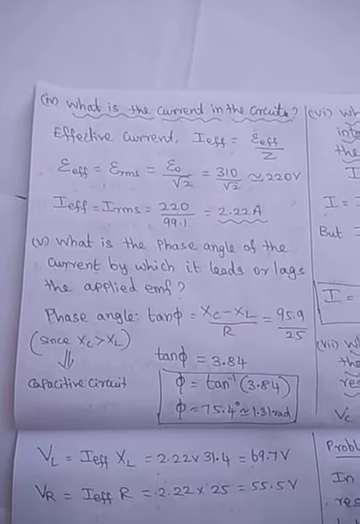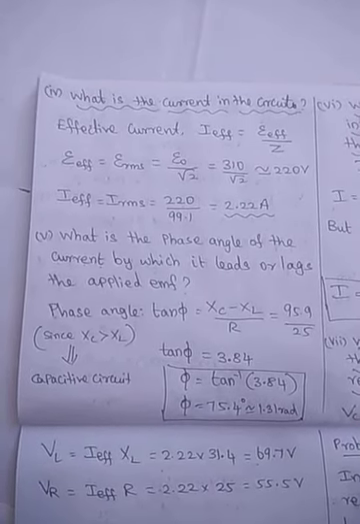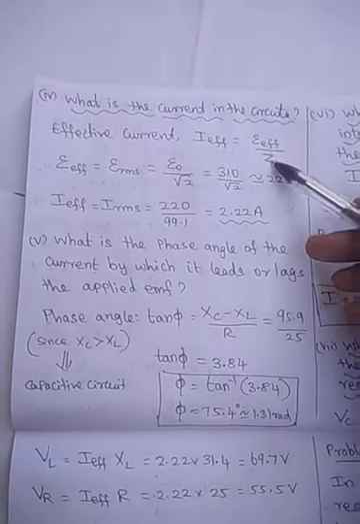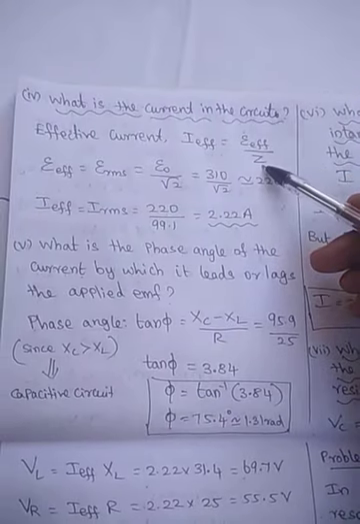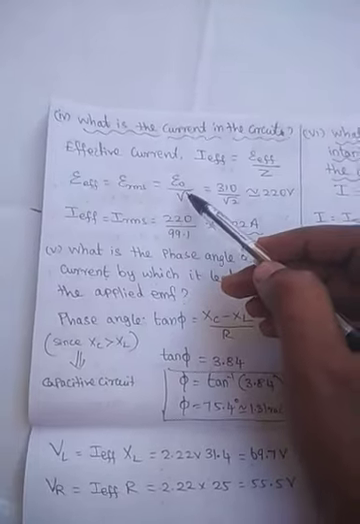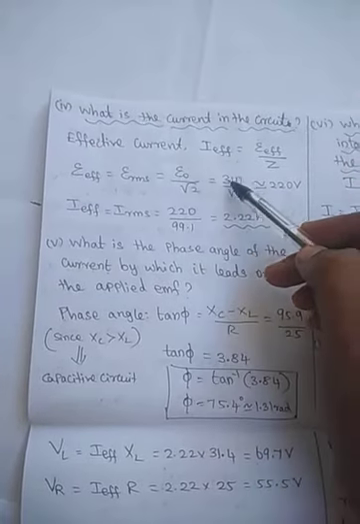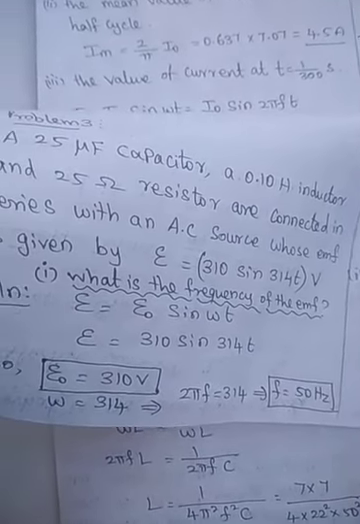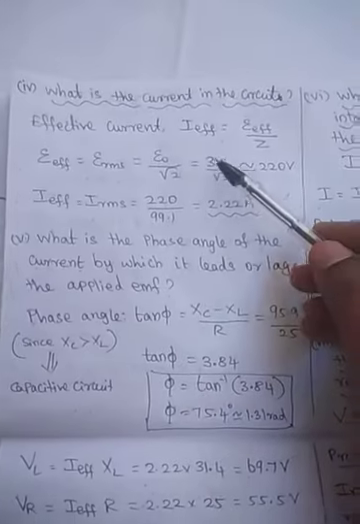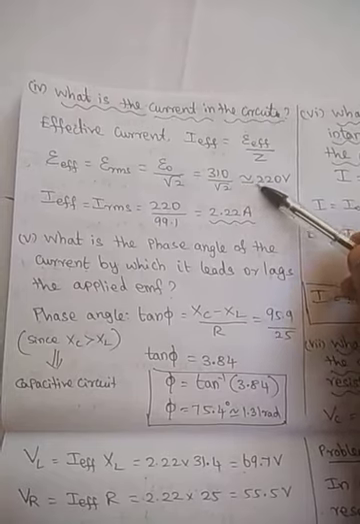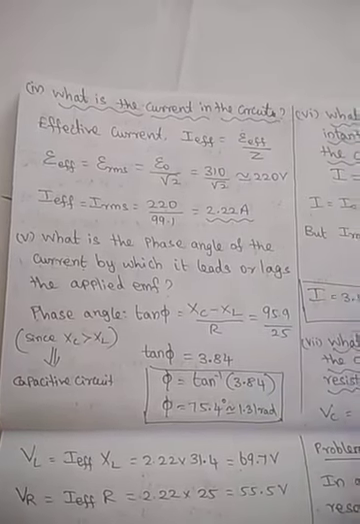What is the current in the circuit? The effective current, I RMS, is equal to E RMS by Z. I effective is equal to E effective by Z. E effective is E RMS, which is equal to E naught by root 2. The E naught value is given in the equation itself: 310 is the E naught value given in the question. Dividing by root 2, we get approximately 220 volt.